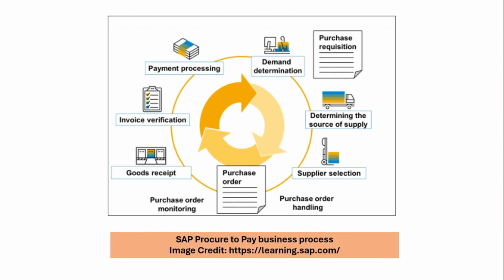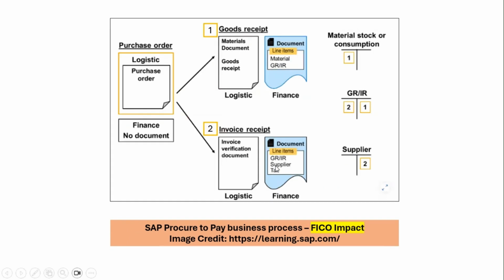And when all three match, then the payment is processed, and then the payment is sent to the supplier. So that is the whole of procure to pay. It starts right from procurement with purchase requisition all the way to the payment. That is called purchase to pay or procure to pay business process within SAP. And I wanted to drill down a little bit on the financial impact or the accounting impact portion of it, which really starts with goods receipt, invoice receipt, and payment. So let's look into more detail.